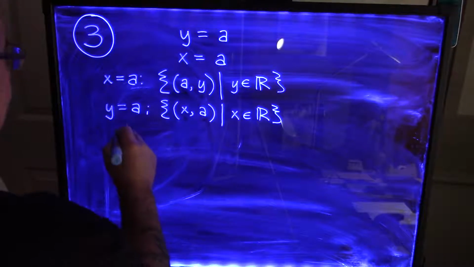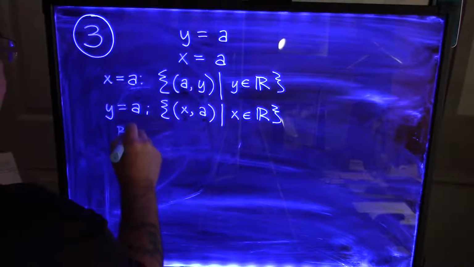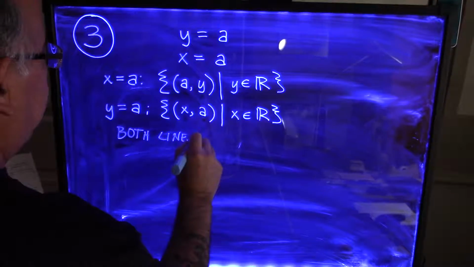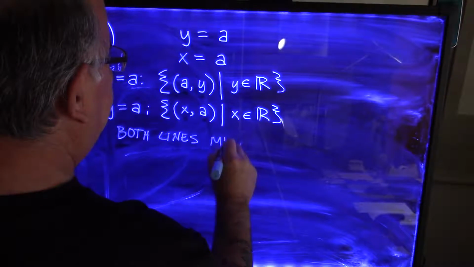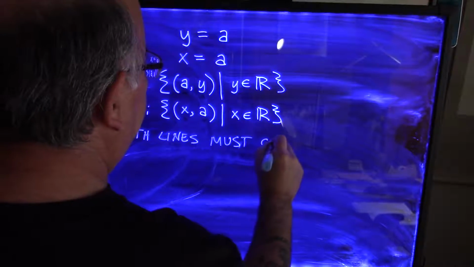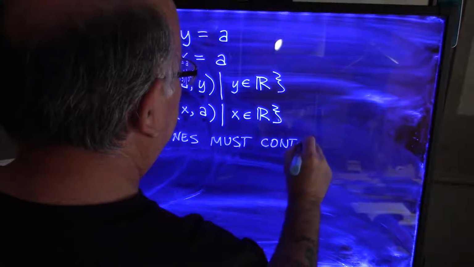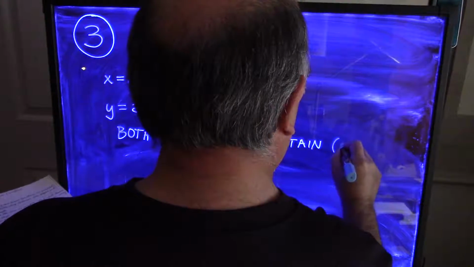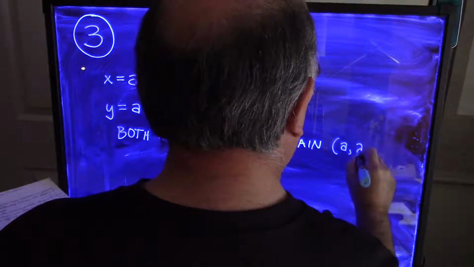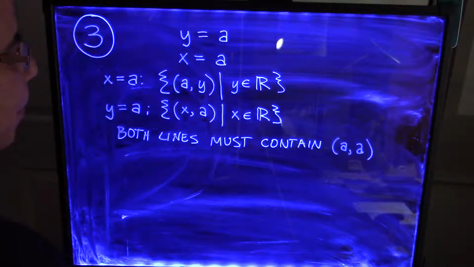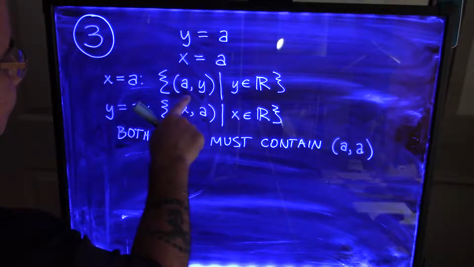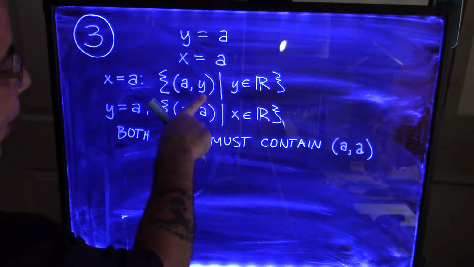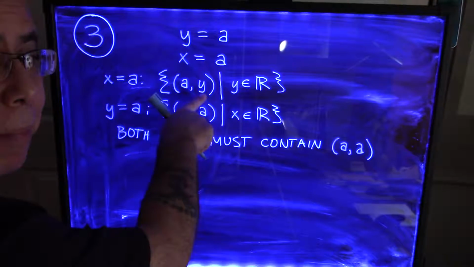both lines must contain the point (a, a). Since a is a real number, for the line x equals a, the y value is any real number, and so certainly a is going to be in there. It's going to be one of them.